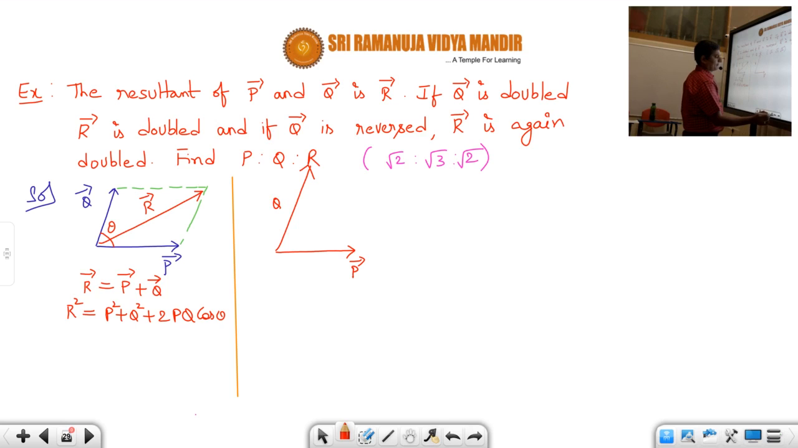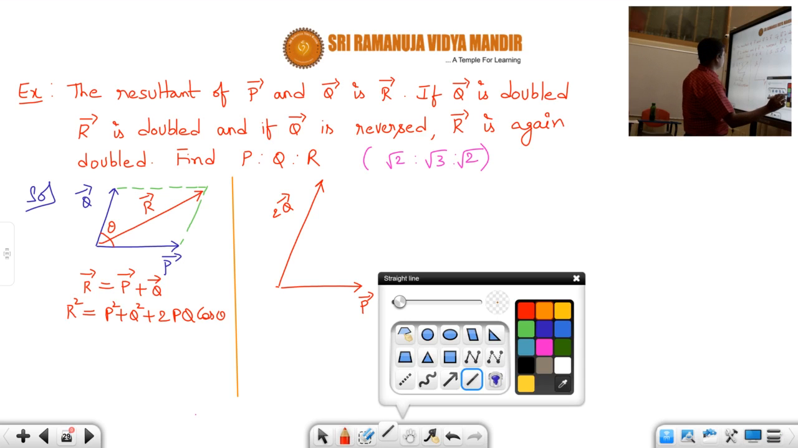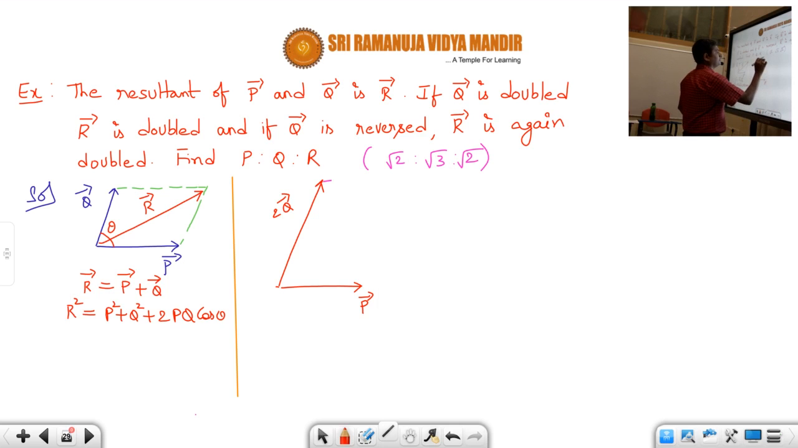So suppose P vector is here, students. This is the P vector, and they told that Q vector is doubled. So this is nothing but 2 times the Q vector, students. Now here R is also doubled, students. So first of all, what we have to do, students, is complete the parallelogram. We have to complete the parallelogram like this.